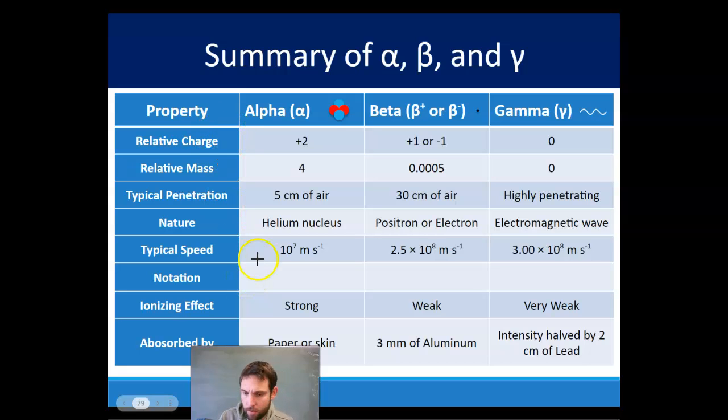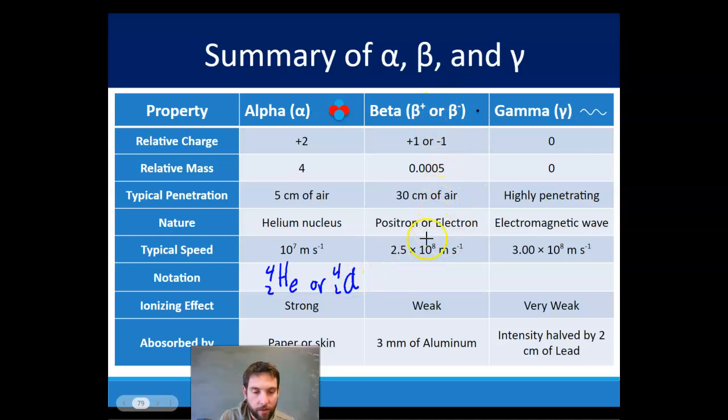So, notation for alpha. We're going to use the alpha particle notation, which is 4,2 for a helium nucleus. Right? Or it could just be 4,2 alpha particle, because the alpha particle is just the helium nucleus.